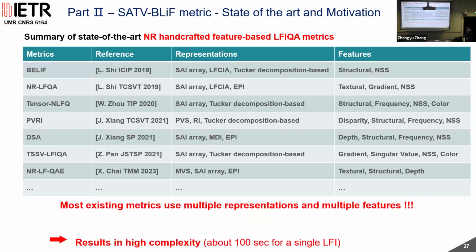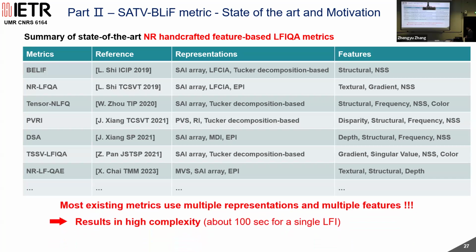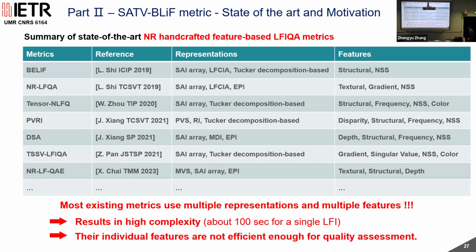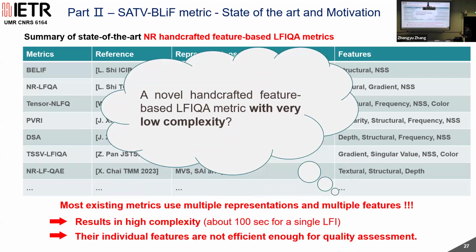And this often results in very high computational complexity. They often use about 100 seconds to predict the quality of a single light field image. And also, they are impossible to apply in a real-time system. So we argue that they use multiple representations and features to ensure a competitive performance of quality evaluation. And this also indicates that their individual features are not efficient enough for quality evaluation. So this also motivates us to develop an efficient metric with very low time complexity.